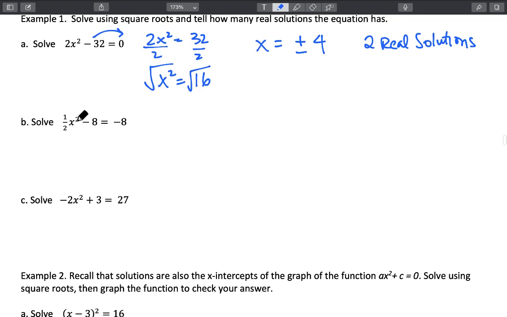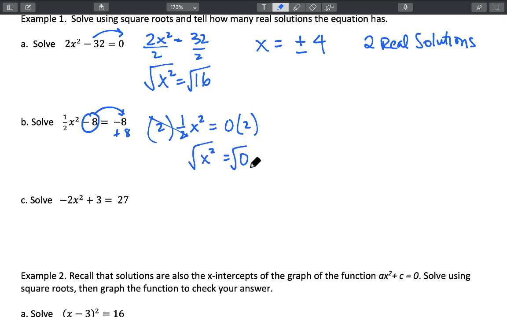All right, let's take a look at our next one, example B. We have 1/2 x squared minus 8 is equal to negative 8. So again, there's no linear term, there's no bx term in there, so I can solve using square roots. I'm going to bump my 8 over by addition, and that gives me 1/2 x squared is equal to 0. Now I need to multiply this 1/2 over by multiplying both sides by 2. Well, 0 times 2 is simply 0, so I have the statement x squared equals 0, and when I take the square root of both sides, I get one real solution, and that one real solution is 0.